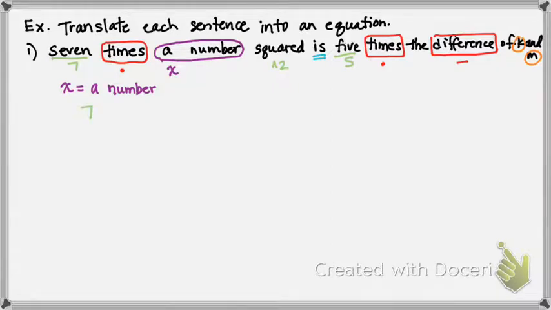7 times a number squared is 5 times, and it says the difference of. So the difference of is a grouping symbol, remember? So we're going to use parentheses. So we could do that. We can say that over here. The difference of is telling us to use parentheses.